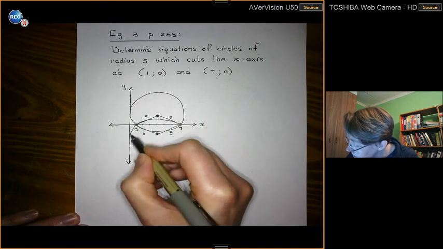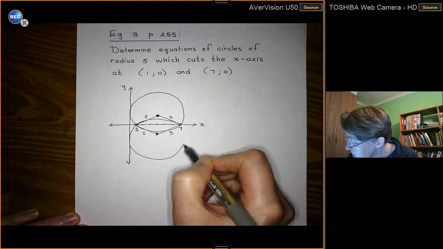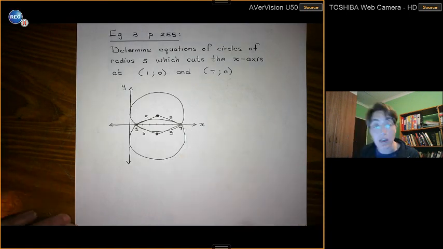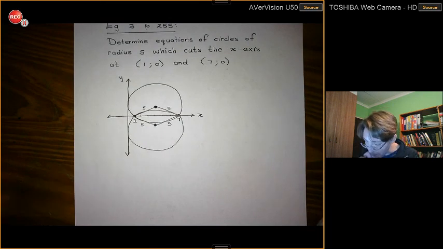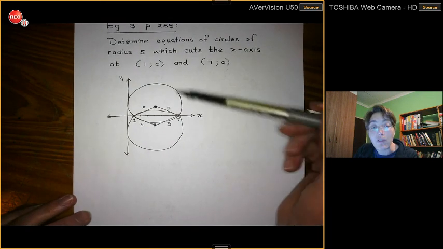These are very badly drawn. Sorry, I really can't draw circles. I can draw straight lines, but I honestly can't draw circles. So that's pretty much what you're looking at. Now you're trying to figure out the equation of these two circles.